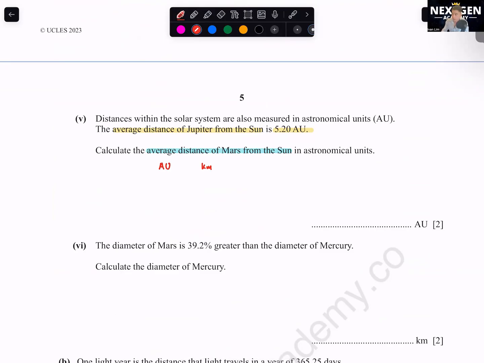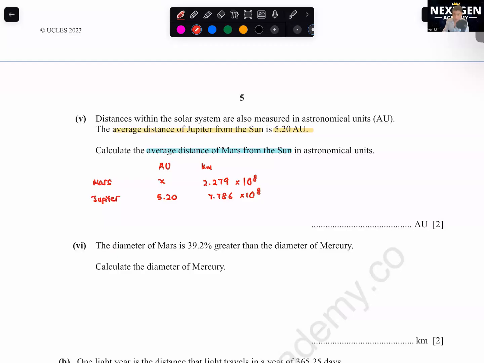So I want to find the one for Mars. Okay, so I'll write here Mars. I don't know what is it in AU. I know it. What is it in kilometer? So 2.279 times 10 to the power 8. Then the AU unit for Jupiter is 5.20. And here 7.786 times 10 to the power of 8.